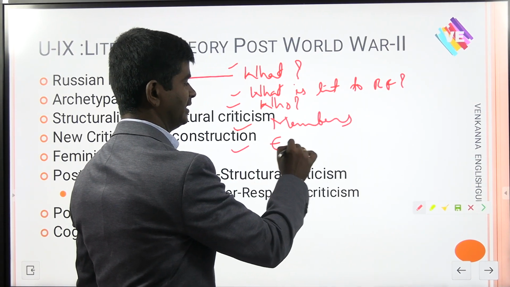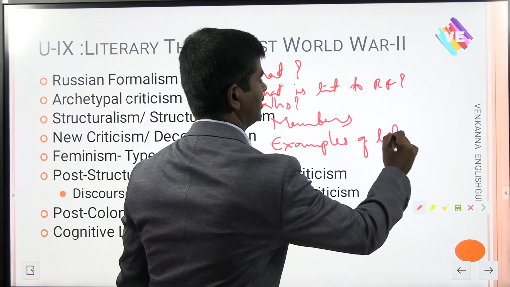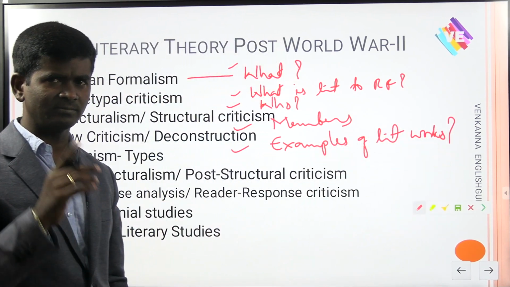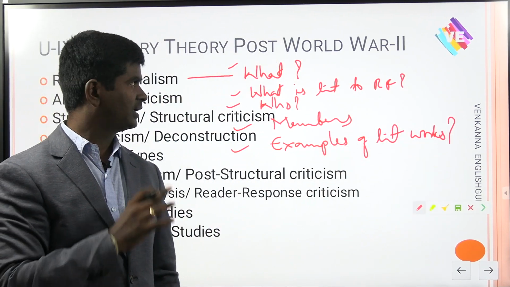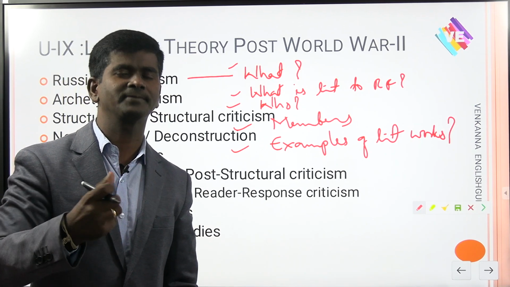What are the examples of literary works, my friends? Very important one. What is formalism? You need to know 2-3 points. Next, what is literature to it? How does this theory look at literature?